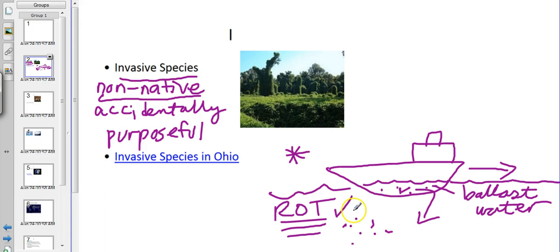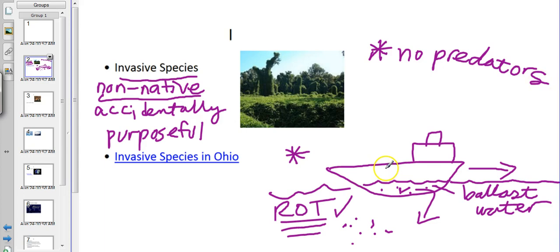And so that causes a problem, because if they start to increase in numbers, a lot of times non-natives or invasive species do not have any predators. They don't have any predators because they didn't evolve here. So as a result, they have free reign. They can exploit resources at a faster rate than natives, and so it causes some serious problems. And we'll get into the specifics later on in the year.